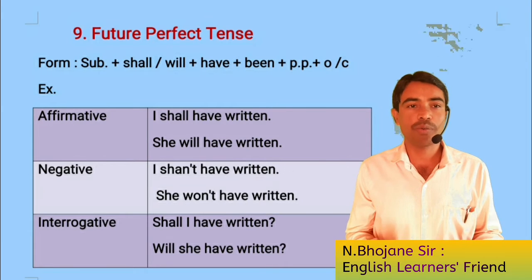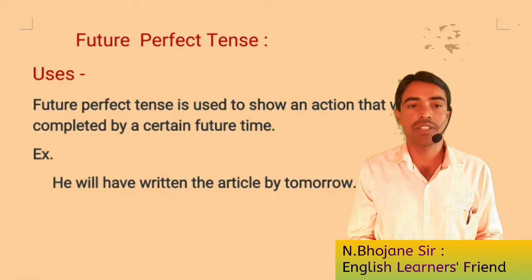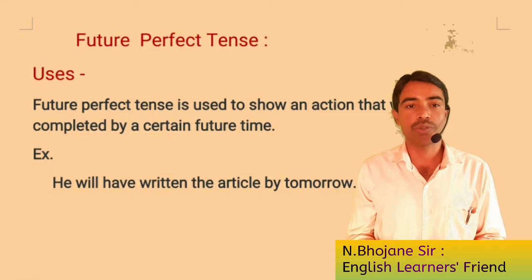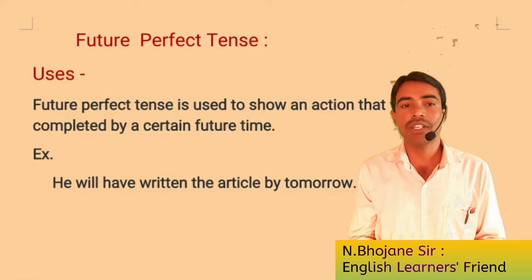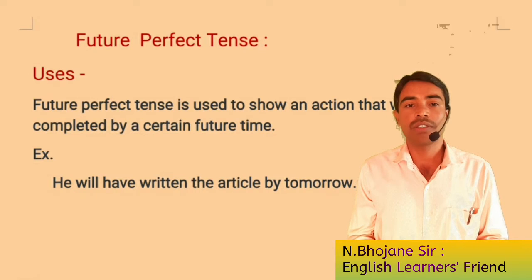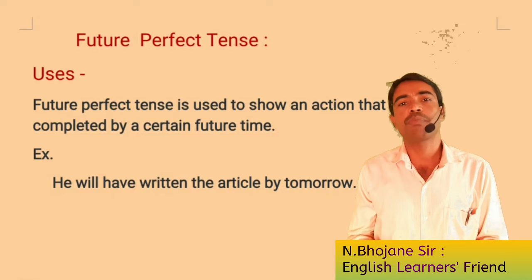Now, uses of future perfect tense. This tense is used to show an action that will be completed by a certain future time. For example, he will have written the article by tomorrow.